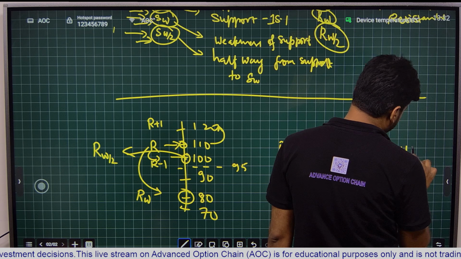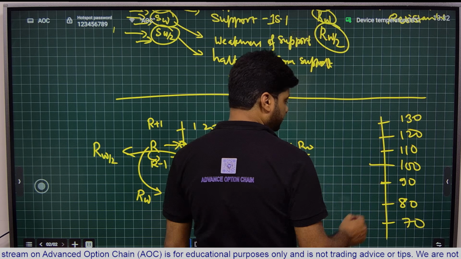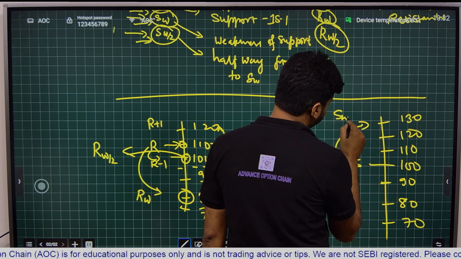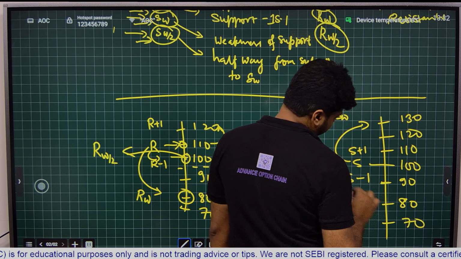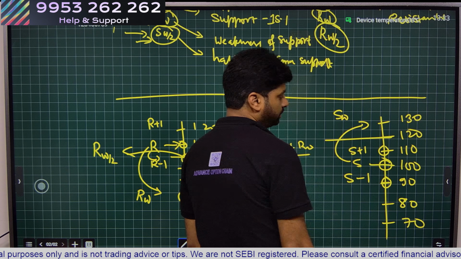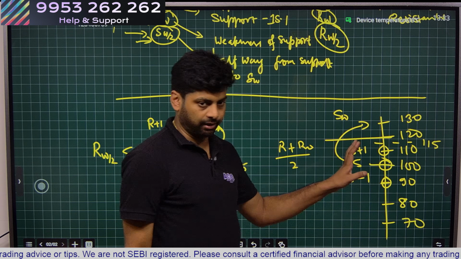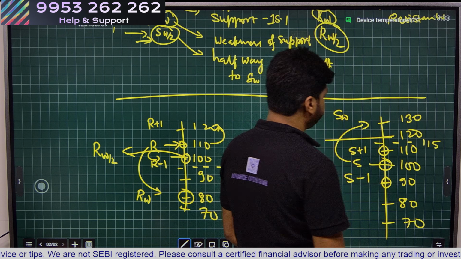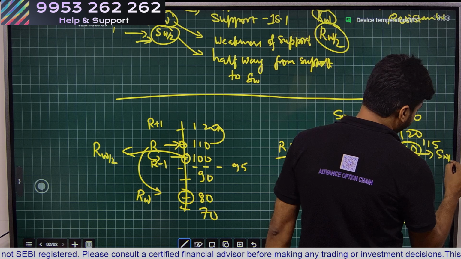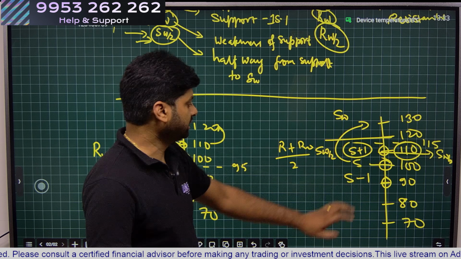Similarly, for support: 110, 120, 130, 90, 80. Suppose this is our S and it is shifting to 130, then this will be SW. This is S plus 1, this is S minus 1. Halfway between those strike prices is 115, but we do not have 115. In that case we'll take the lower strike price as SW by 2. So in this case, SW by 2 is the same strike price as S plus 1, that is 110.